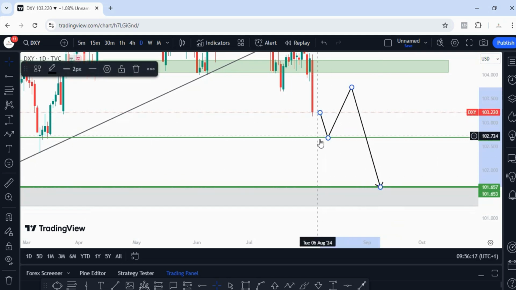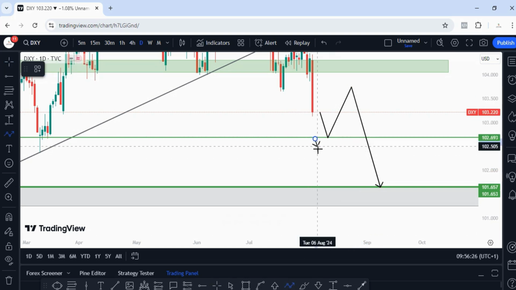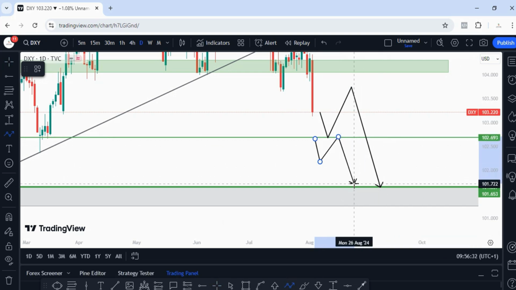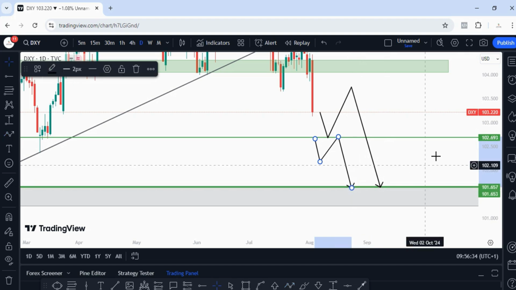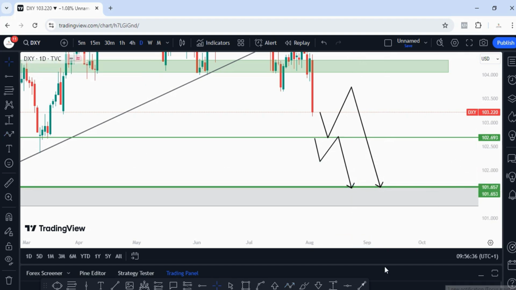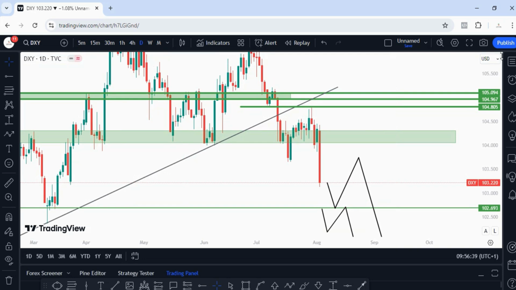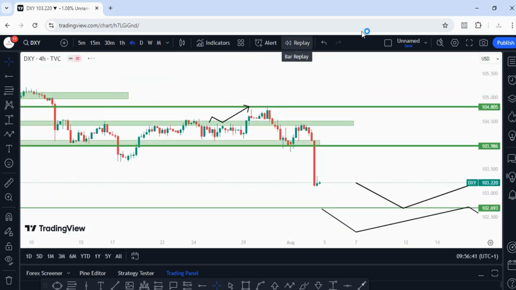However, if price continues lower and breaks below 102.693 without going for a pullback, then I would like to see a proper break, then a deep pullback into that same 102.693. Then our target will be 101.657. All right, so that is my view on DXY.